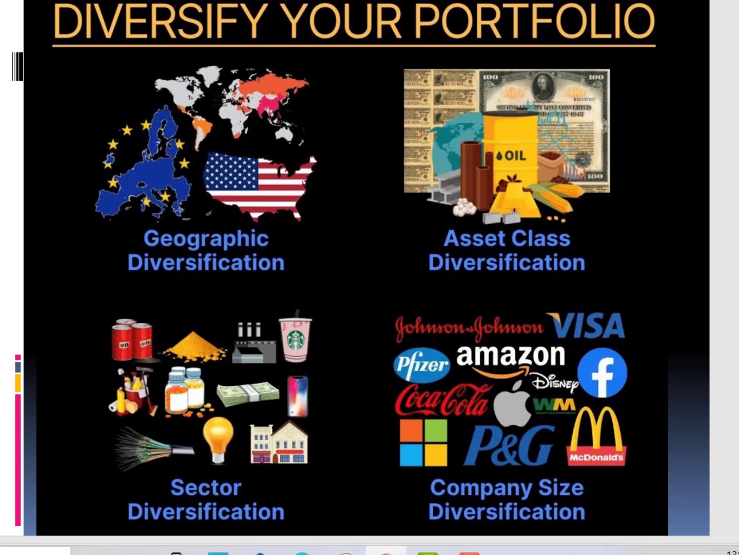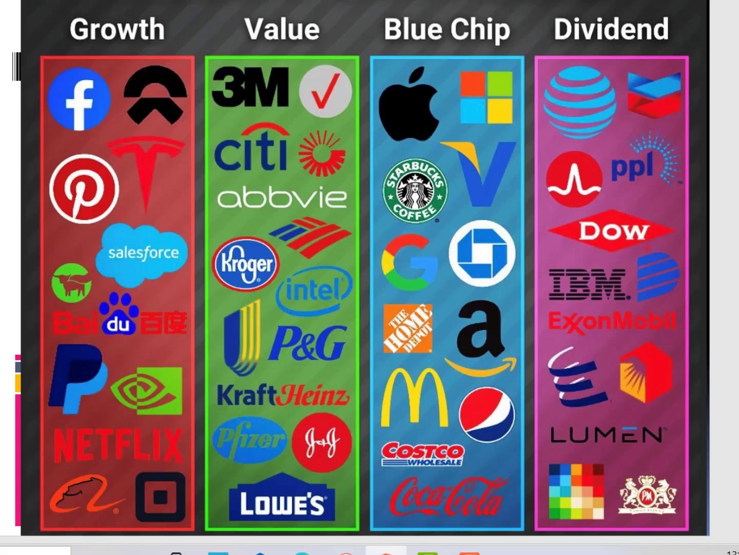Overall, what I'm trying to say is really simple: sector diversification, company size diversification, asset class diversification, and geographic diversification. When you are creating your own asset portfolio, you need to understand this difference and you need to study it. Going a little bit into company size diversification, also understand if you are investing in a growth stock, value stock, a blue chip or dividend stock. Inside the same size you can make these differences. And this is important for your cash flow.